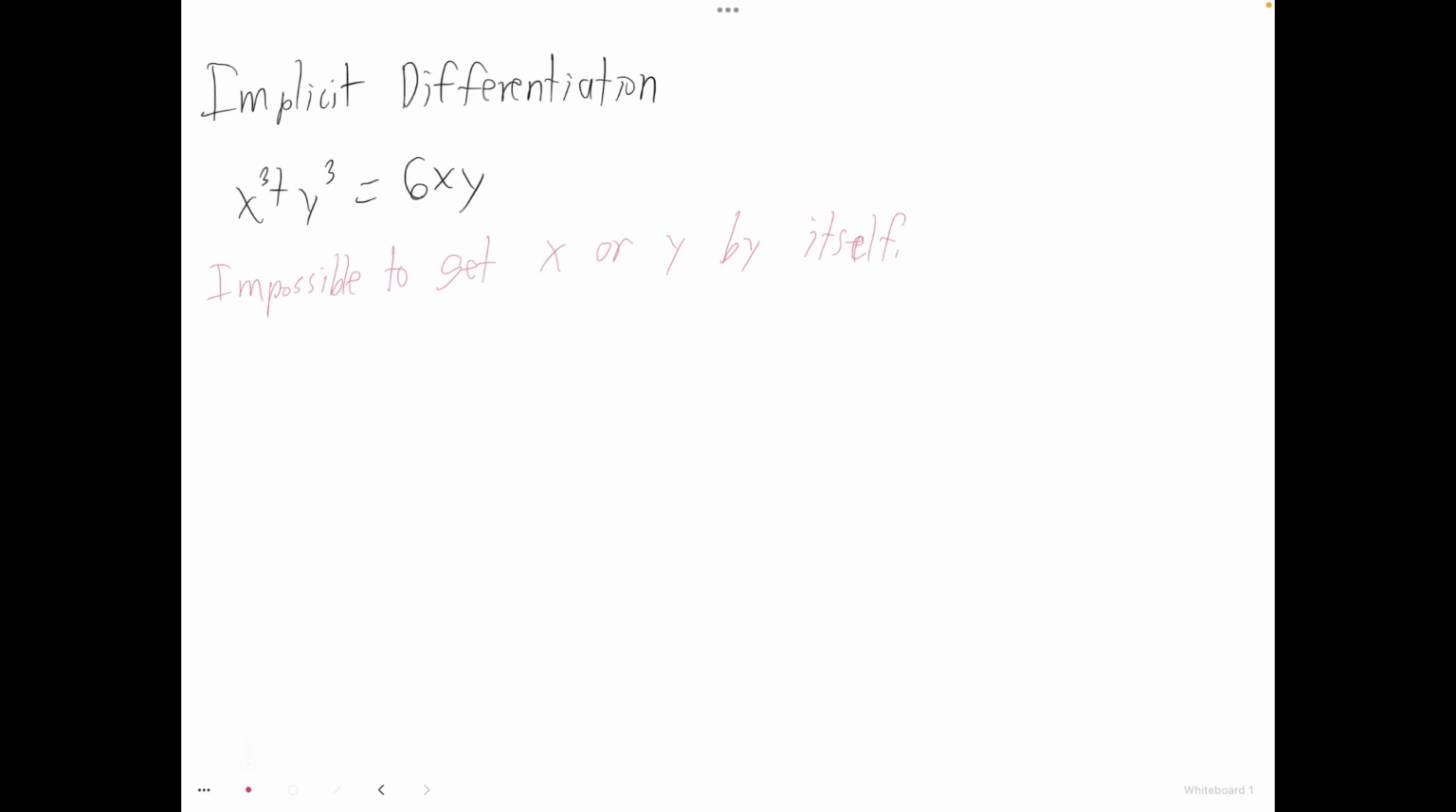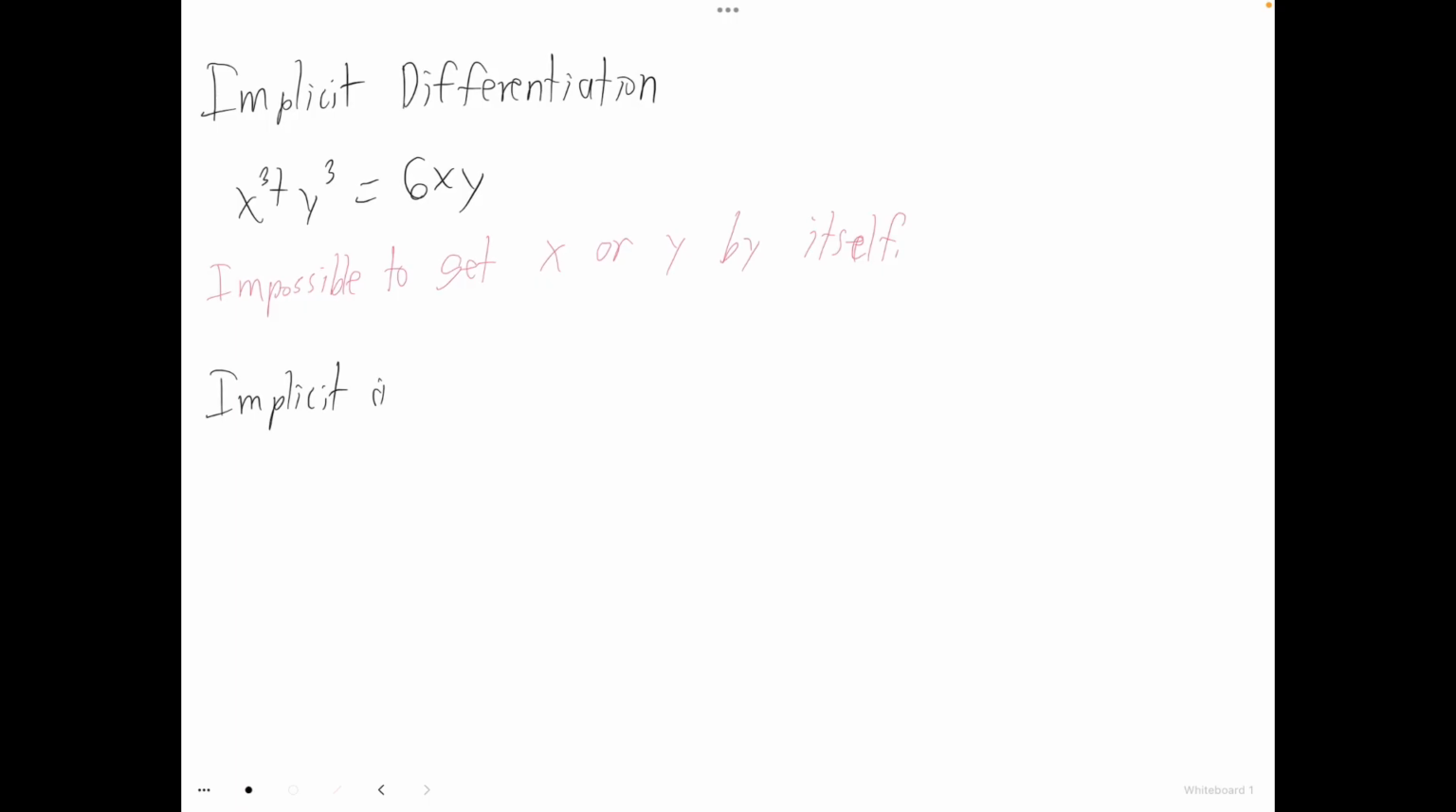But we may still want to compute the derivative of this. This still has a graph. It's not a function, but you can still graph it. You can talk about tangent lines, things like that. So we want to have an idea for how we take the derivative in a situation like this. And so what we're going to do is what is called an implicit derivative.